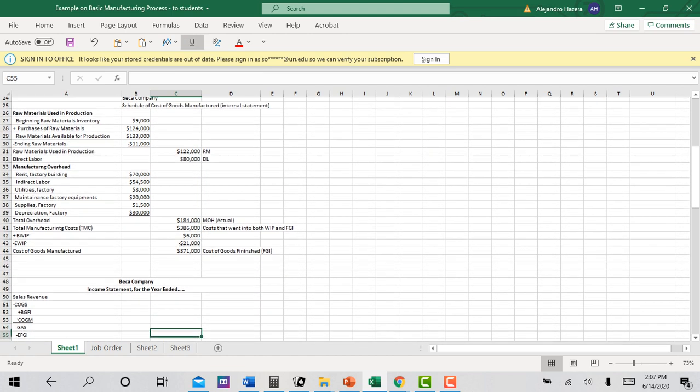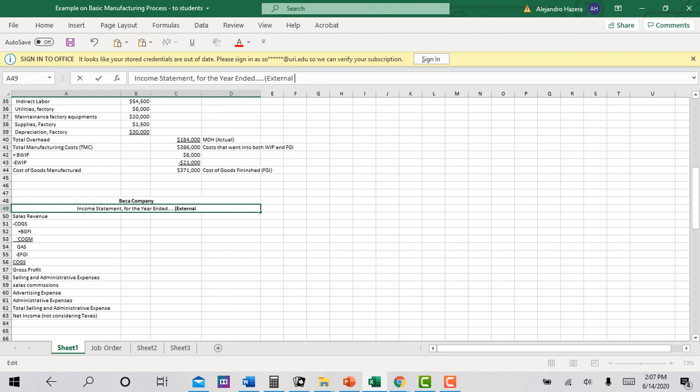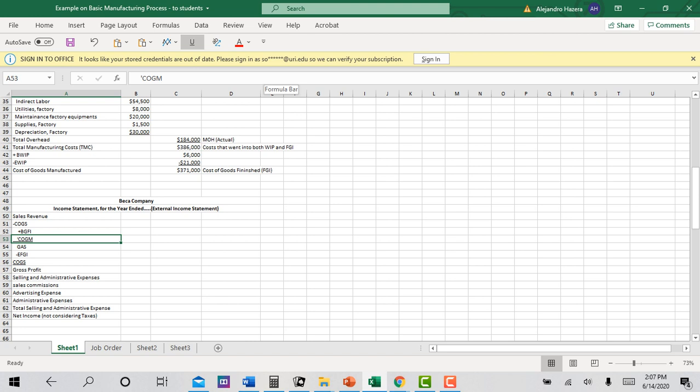Now we're going to go down to our income statement here, and this is the external income statement. I don't know the year here, but I do want to emphasize that this is the external income statement here. Okay, and this is going to be exactly like the income statement that you made in Accounting 201. The only difference is in cost of goods sold, rather than having, because we're not a retailer, we're not purchasing inventory, we're making it. So cost of goods manufactured is going to replace the purchases of inventory.